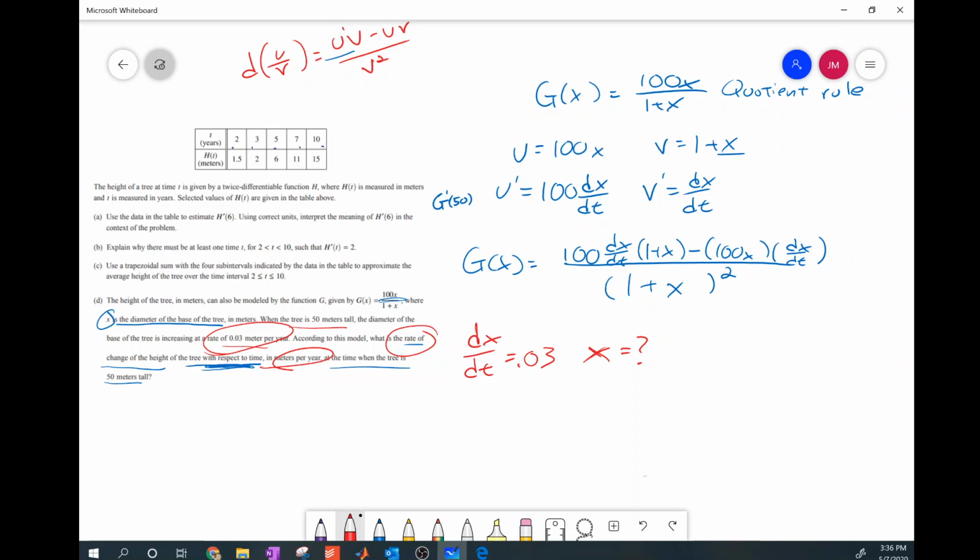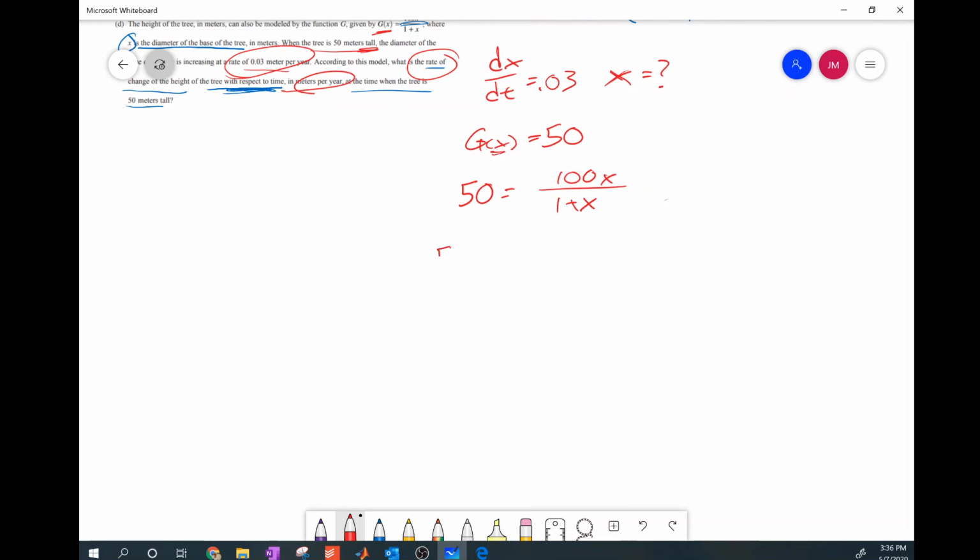And now my 50 is the height, which we said was g of x. So we want this x here. So we're going to plug in 50 for g of x. So that means we're going to do 50 equals 100x over 1 plus x. Bring over the 1 plus x. You'll get 50 plus 50x equals 100x. That gives you 50 equals 50x. So x will equal 1.